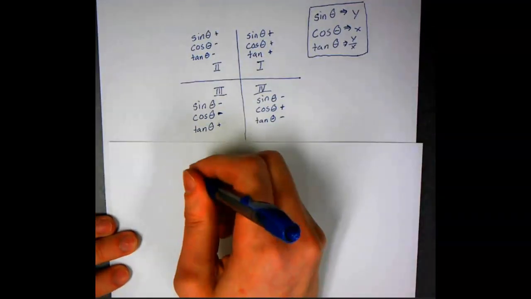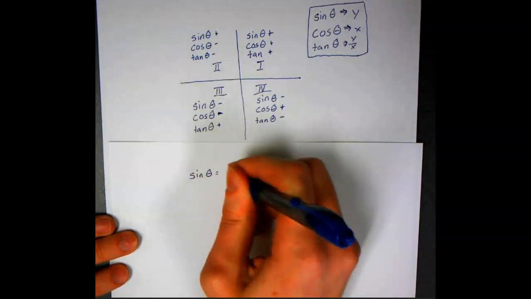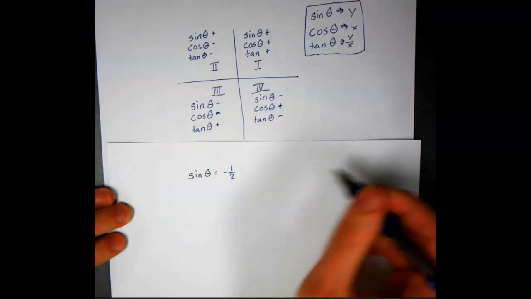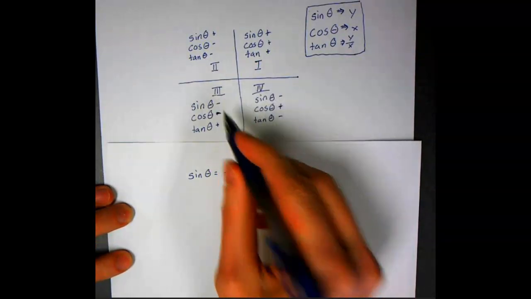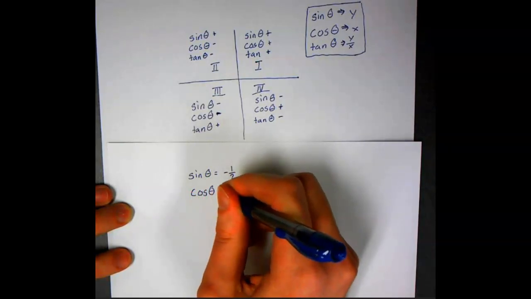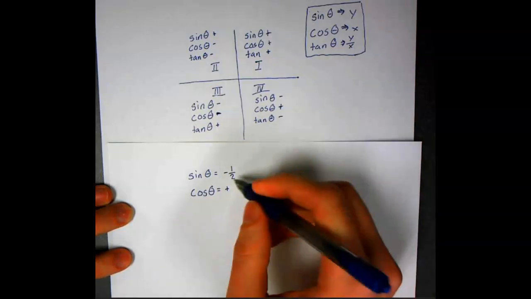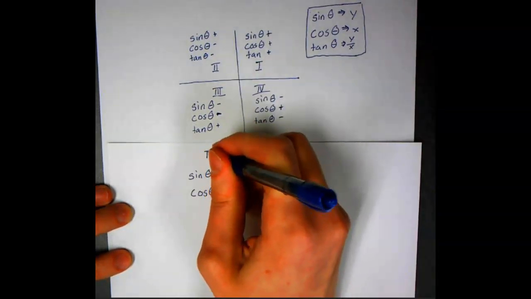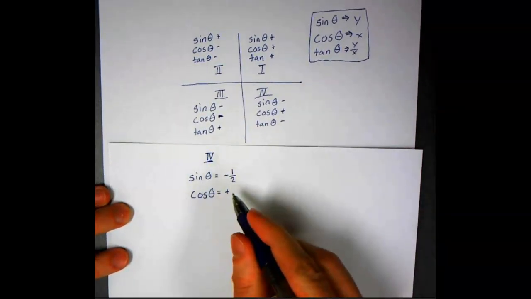So if we were given that sine theta is negative 1/2, because sine is negative, we'd either be in quadrant 3 or 4. They also gave us that cosine of theta is positive, then that means that we know we're now in quadrant 4. So we would solve for our other sides.